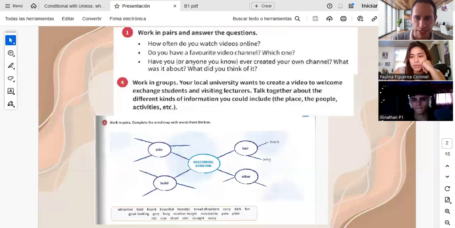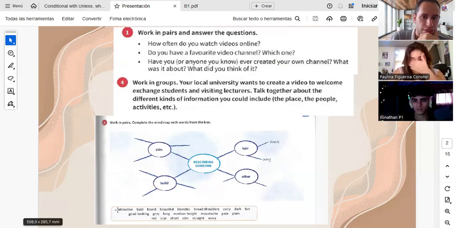So now the idea is to, in this map, match these words. So, describing someone. To describe someone, we can talk about their hair, skin, build, like la contextura, and others. So, for example, attractive. In which of these? In skin, build, hair, or others? What do you think? When can we put attractive? In which category?